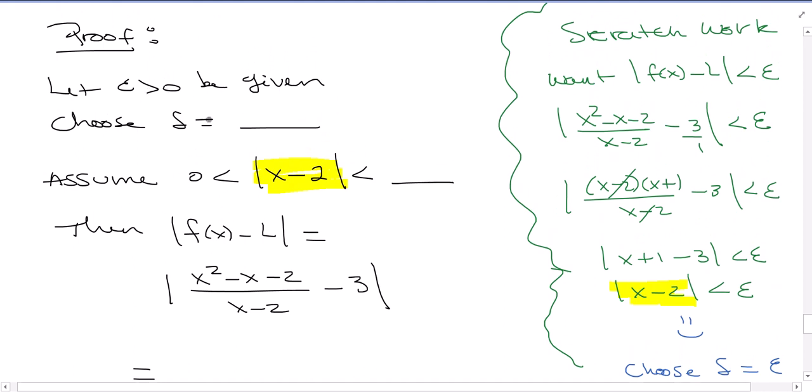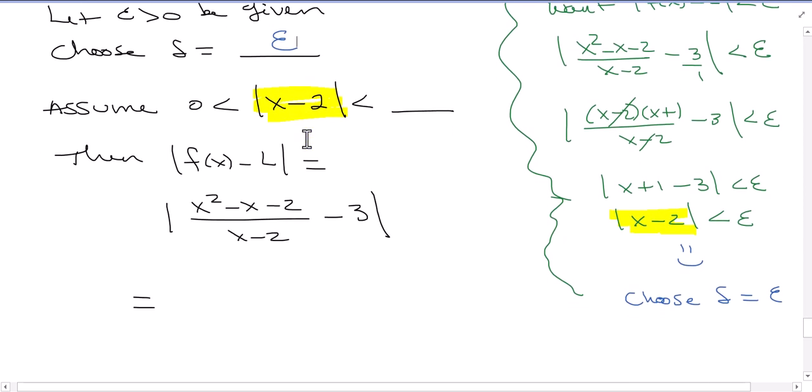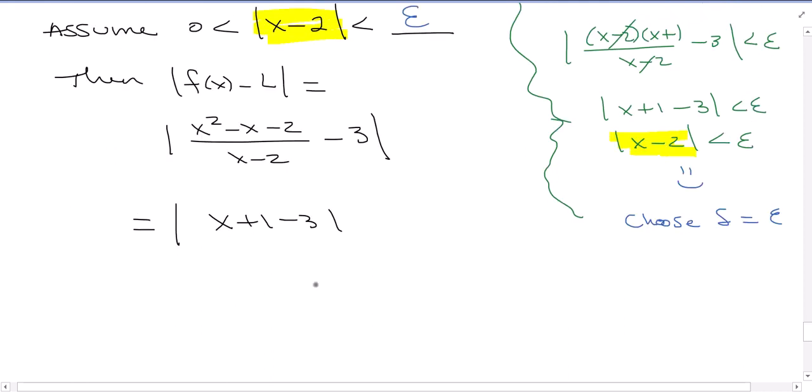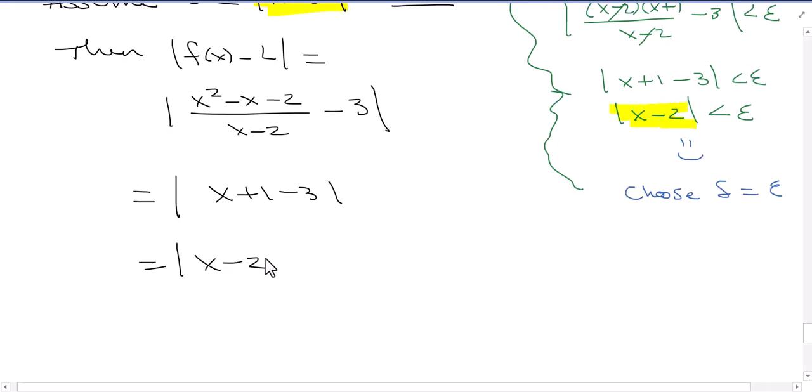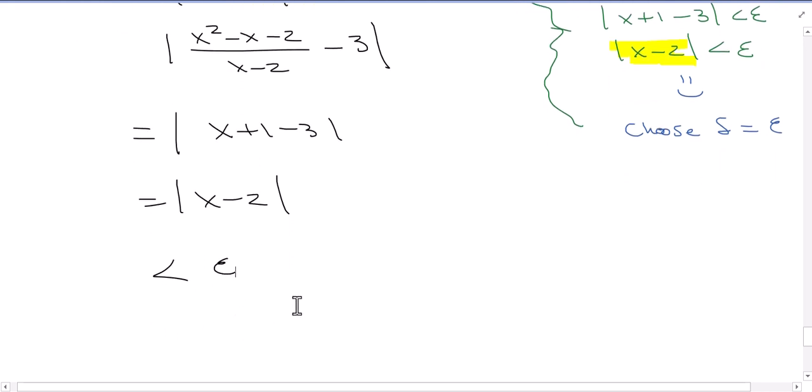Let epsilon greater than 0 be given, choose delta to be the same as epsilon. And we're going to assume then that our absolute value is greater than 0 but less than epsilon. And then this happens. So let's continue to simplify this. We redo our work. I already know that this reduces to x plus 1 minus 3, which is the absolute value of x minus 2, which I already know is less than delta, which is epsilon. So that's less than epsilon, and our proof is done.